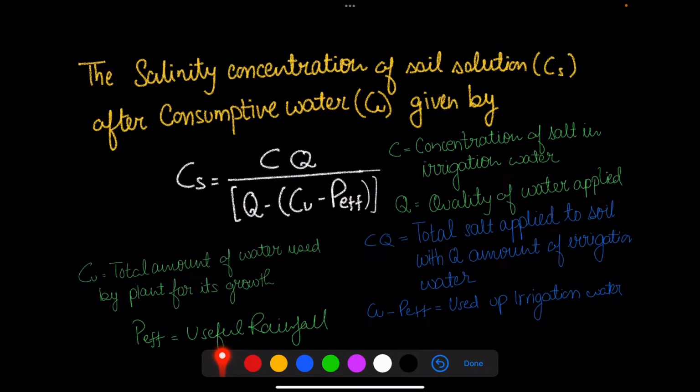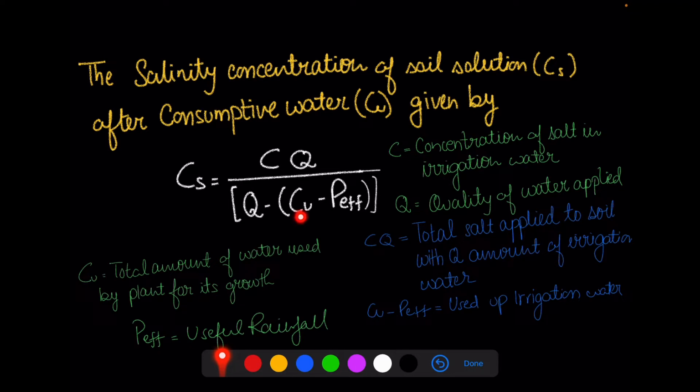Now this is found using the formula CQ divided by Q minus Cu minus P effective, where C is the concentration of the salt in the water to be used for irrigation purposes. Q is the quantity of the water that has been applied, right? So C is the overall quantity of salt that is present in the water. Combining C and Q will give us a parameter called the total salt applied to soil with Q amount of irrigation water, right? Individually, this is the meaning, and combined it is the total salt concentration that has been applied when we apply Q amount of water for irrigation purposes.